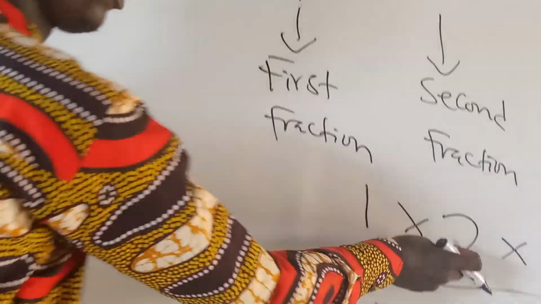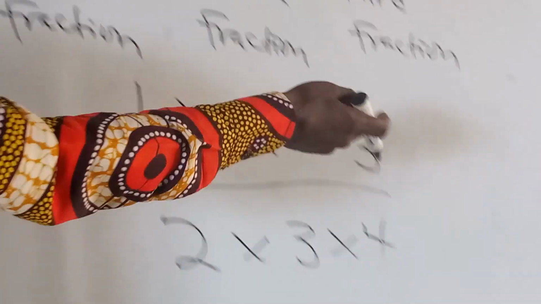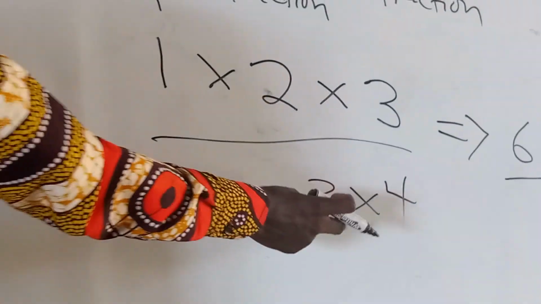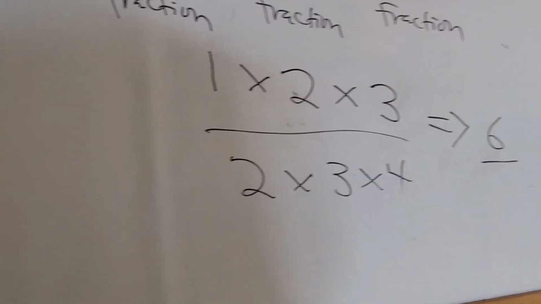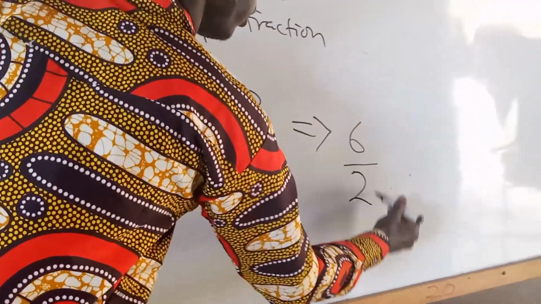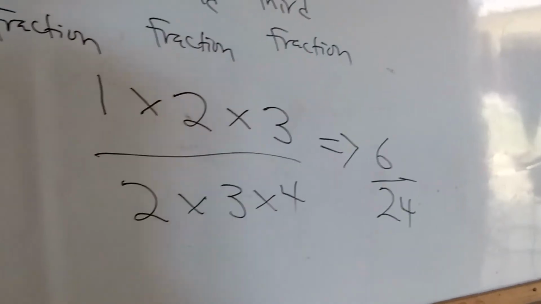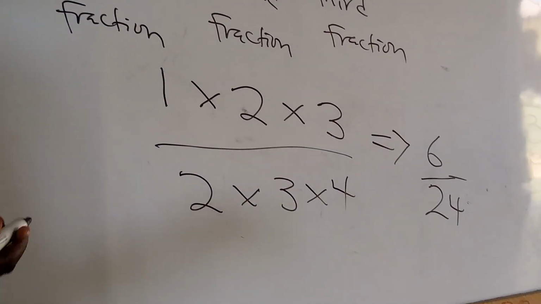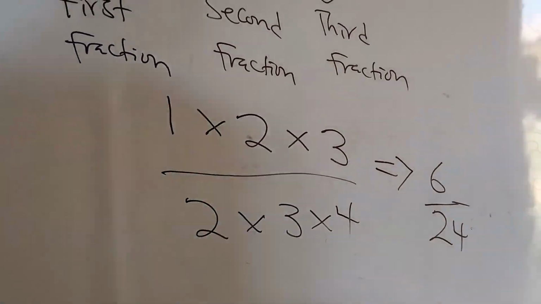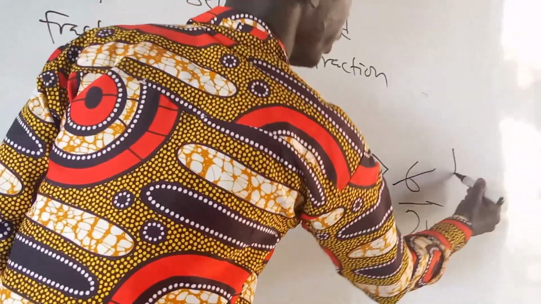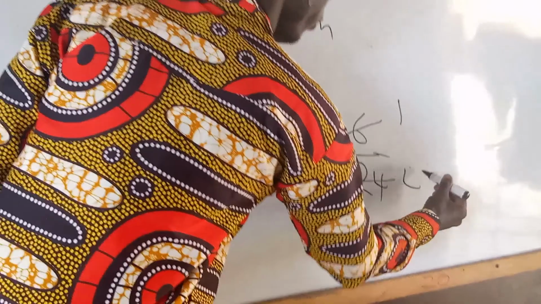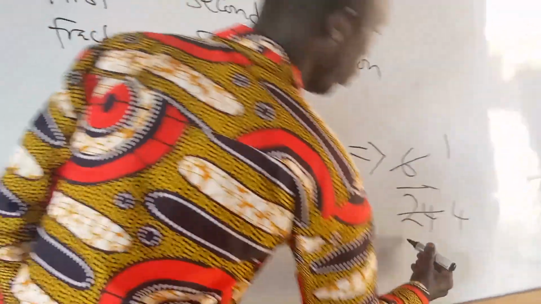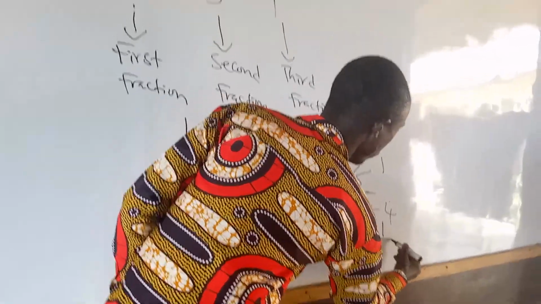So 1 times 2, we are getting 2. 2 by 3 is 6. Over 2 times 3, we are getting 6. 6 times 4 is 24. And 6 over 24, you should reduce it to its lowest term because there is a common divisor. 6 goes into 6 one time, and 6 goes into 24 four times, because the common divisor is 6. So your answer is 1 over 4.